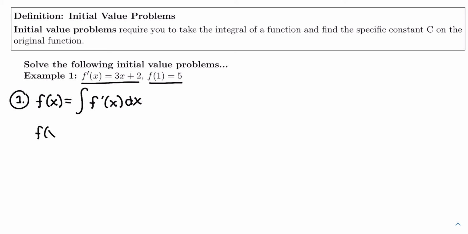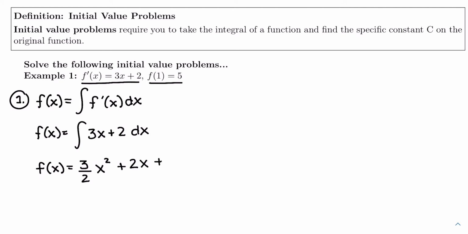In this case, f of x is going to be the antiderivative of 3x plus 2, with respect to x, so we have that dx on there. I'm going to take the antiderivative, which means I keep the constant multiple 3 and add 1 to my power. 1 plus 1 is 2, so we have 3 over 2, x squared. The antiderivative of a constant is that constant times x, plus c. There's our first step, taking a regular antiderivative.